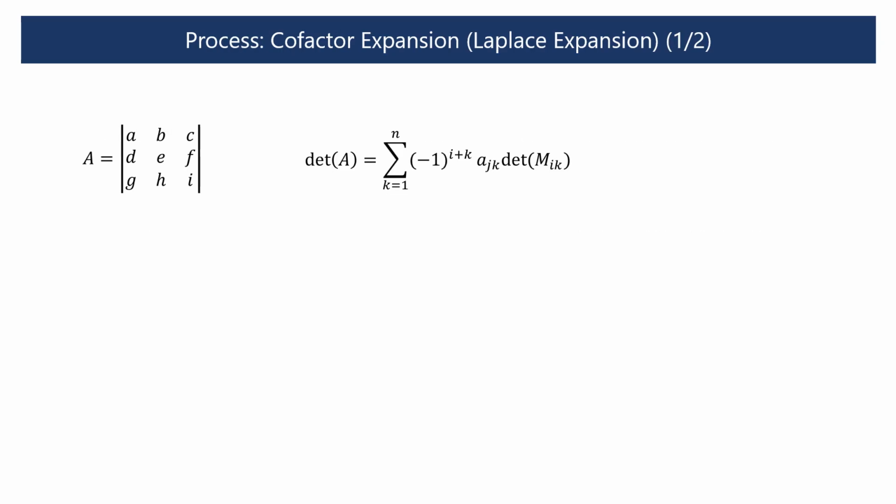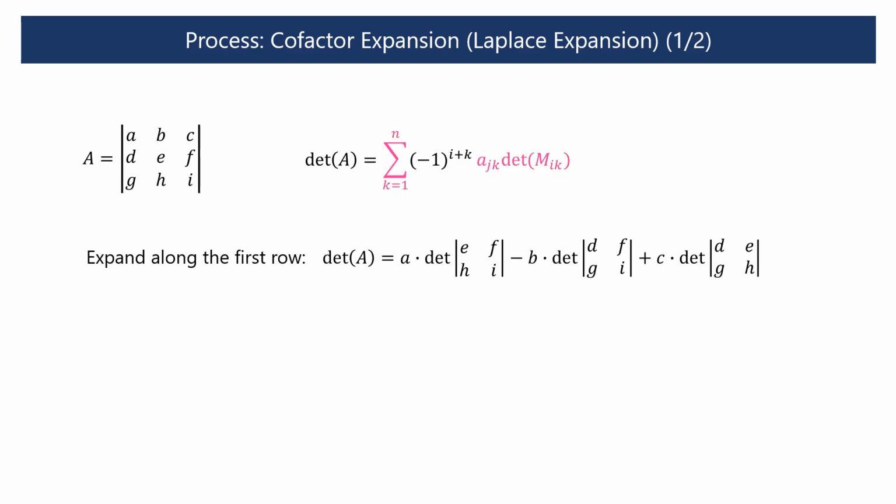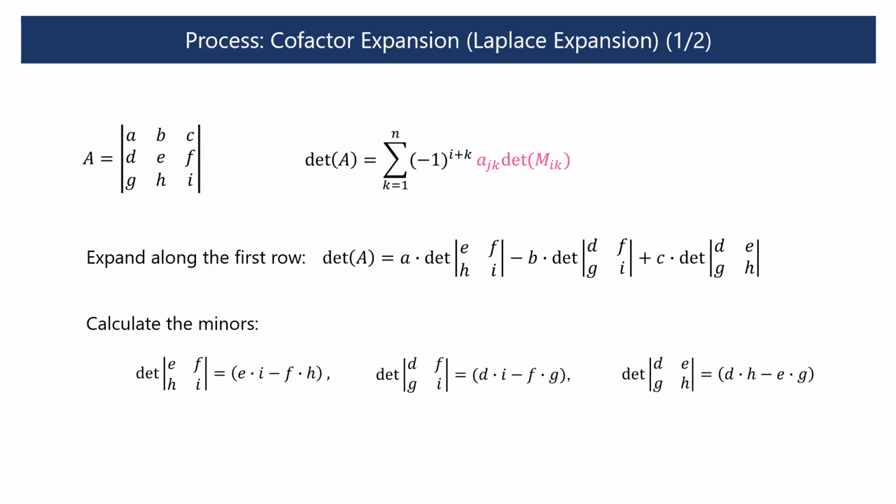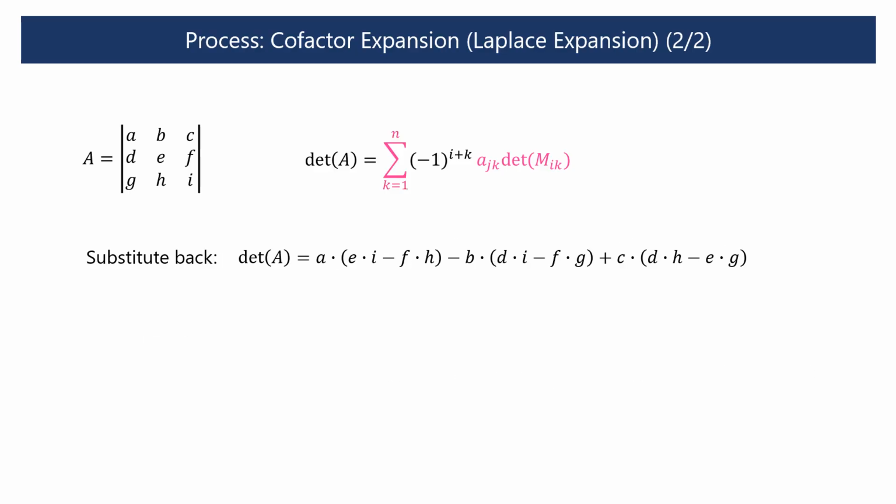For simplicity, let's see a case of a 3 by 3 matrix. First, expand the first row. Next, calculate the minors. Each minor is the determinant of a 2 by 2 matrix. Then, substitute them back. This yields the determinant.